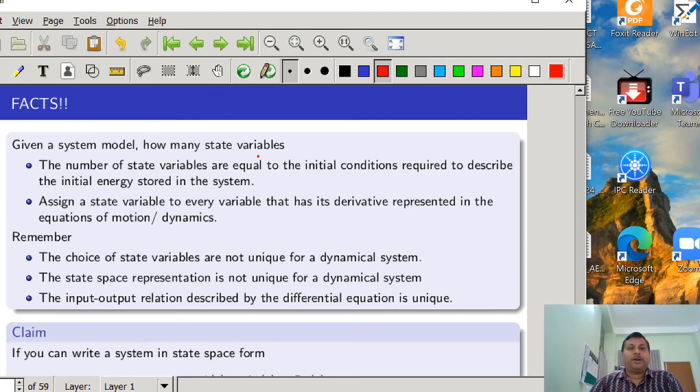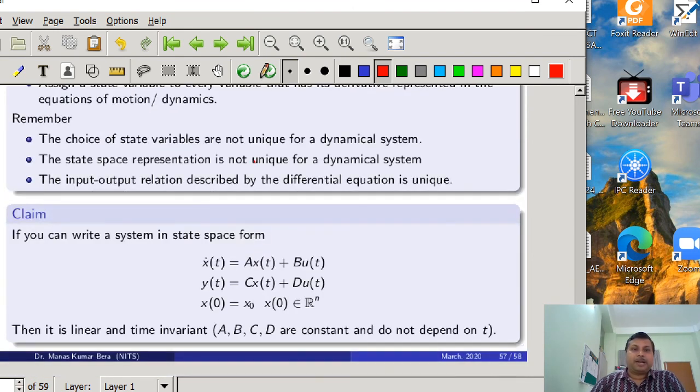And remember, the choice of state variables is not unique for a dynamical system. The state space representation is also not unique for a dynamical system. But the input-output relation or the transfer function described by the differential equation is unique. And at this moment our claim is that if you are able to represent any system in the form x dot equal to Ax plus Bu, y equal to Cx plus Du, where A, B, C, D are constant and do not depend on time t, then definitely we are representing a system which is linear and time invariant.